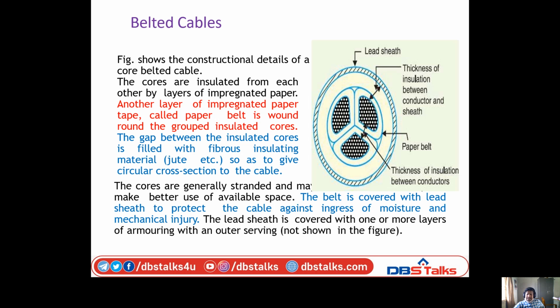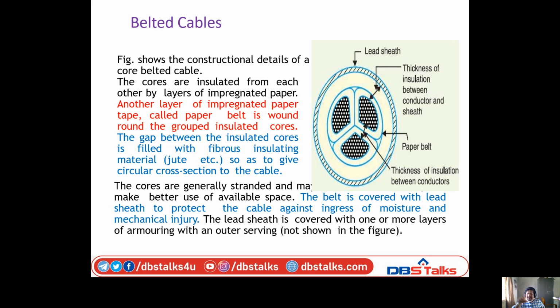The cores are generally stranded and may make better use of available space. This is the belt. The belt is covered with a lead sheath to protect the cable against moisture coming from the atmosphere and also against mechanical injuries, whenever we lead the cable into the earth.